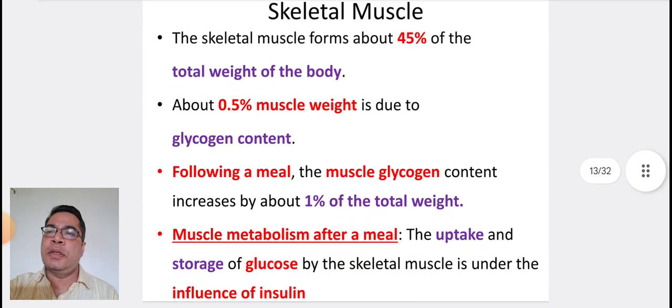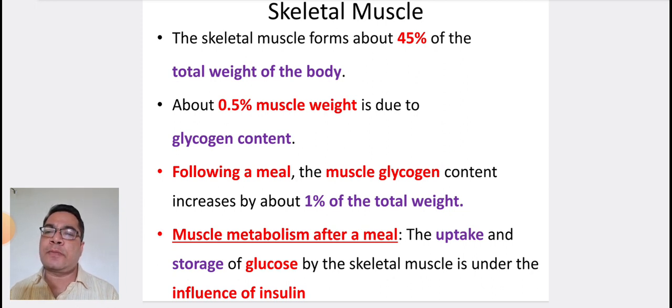Coming to skeletal muscle. The skeletal muscle forms about 45% of the total body weight. About 0.5% muscle weight is due to glycogen content. Following a meal, the muscle glycogen content increases to about 4% of total weight.